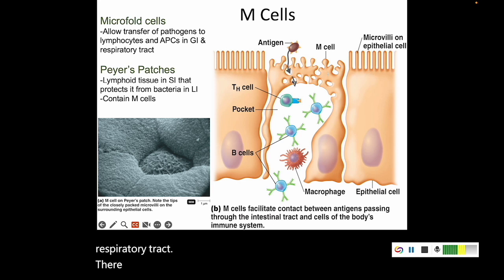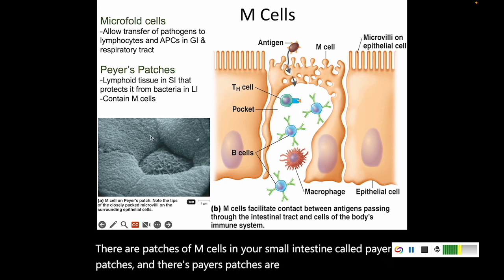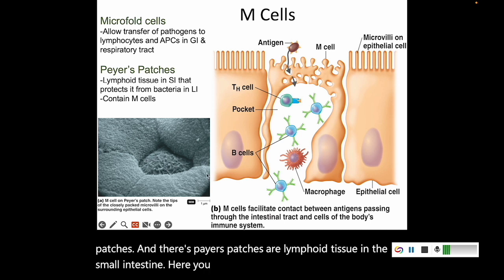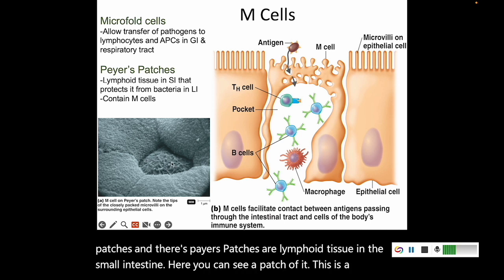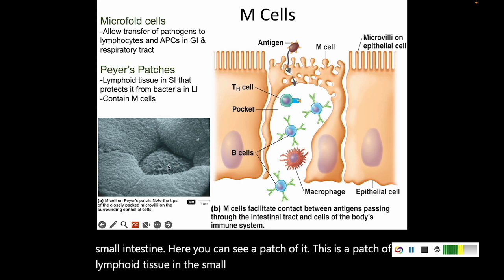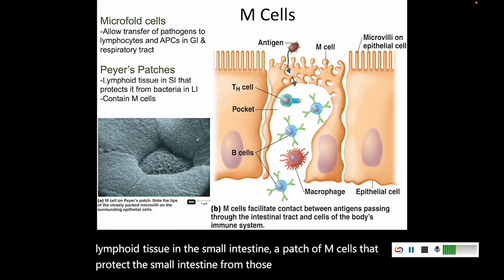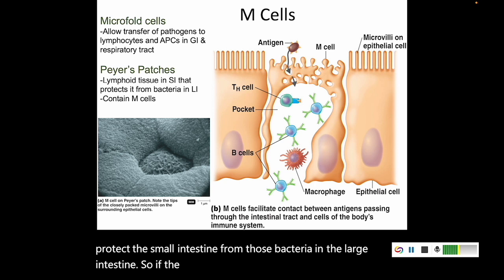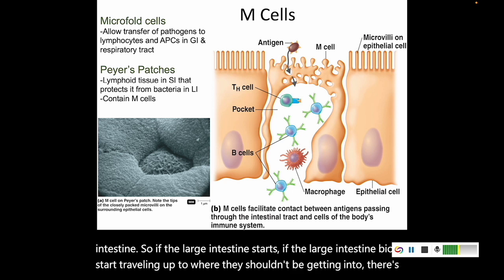There are patches of M cells in your small intestine called Peyer's patches. And those Peyer's patches are lymphoid tissue in the small intestine. Here you can see a patch of it. This is a patch of lymphoid tissue in the small intestine, a patch of M cells that protect the small intestine from those bacteria in the large intestine. So if the large intestine biota start traveling up to where they shouldn't be getting into, those Peyer's patches will control that infection.